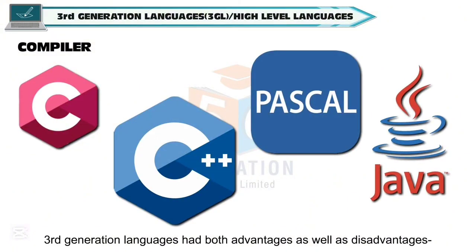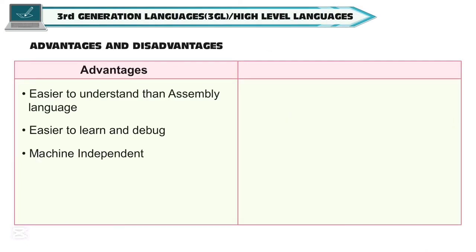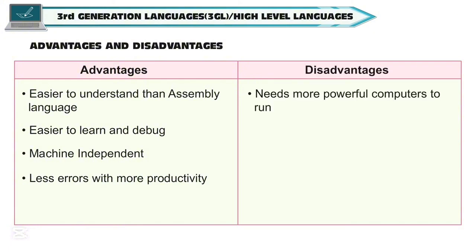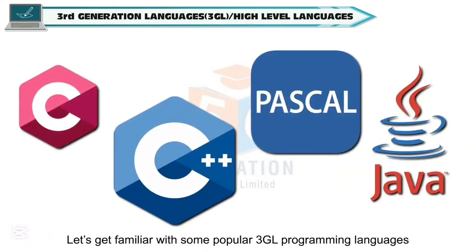Third generation languages had both advantages as well as disadvantages. Advantages are easier to understand than assembly language, easier to learn and debug, machine independent, less errors with more productivity. Disadvantages are needs more powerful computers to run, needs additional translation time, slower than low-level languages, less memory efficient. Let's get familiar with some popular 3GL programming languages.